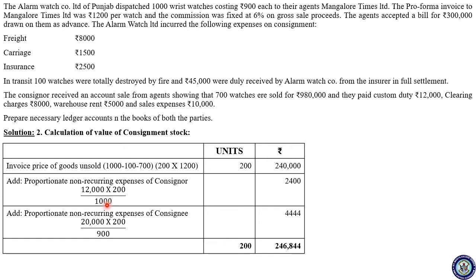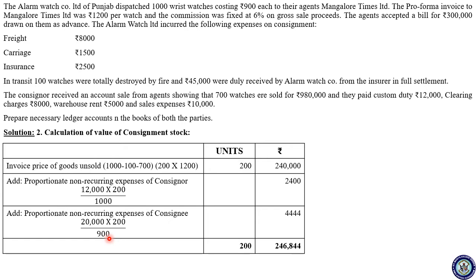Now see here, when you are calculating the proportionate non-recurring expense of the consignee, it is not total units, it is the units received by the consignee. See, the consignor has sent 1000 wristwatches, so he incurred the expenses for 1000. But the consignee received only 900 watches because 100 were lost in the transit itself. So the consignee incurs expenses only for 900.